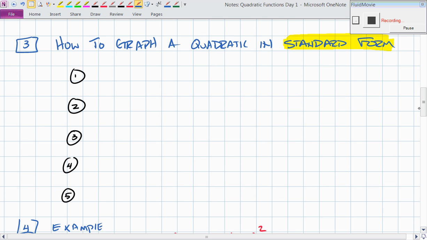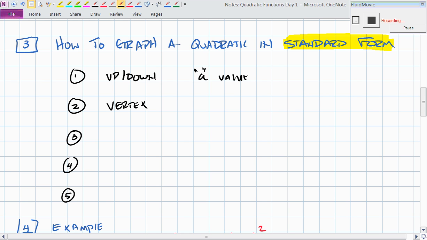All right, let's talk about how we would graph a quadratic in standard form. We have 5 steps here. The first step is to figure out whether it opens up or down, and we do that by investigating the a value. It opens up if a is positive, down if a is negative. Next, we're going to get the vertex, and there are 2 ways that we can get it. I'm going to show you both ways later on.